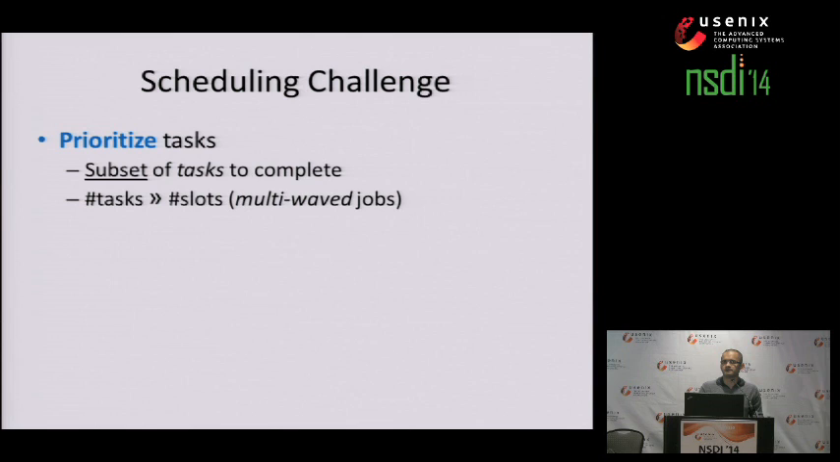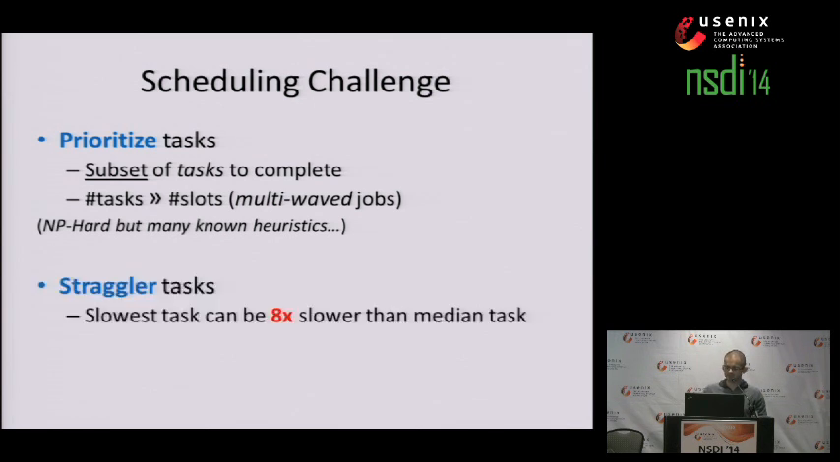Prioritizing tasks for approximation jobs is a classical scheduling problem. The problem is known to be NP-hard, but there are many heuristics that work pretty well. But these heuristics assume that you know the task durations a priori. And this assumption is problematic in real clusters because of stragglers. Stragglers are roughly tasks that take much longer than the other tasks in the job. In fact, in these clusters, the slowest task can be as slow as 8 times the median task of that job.